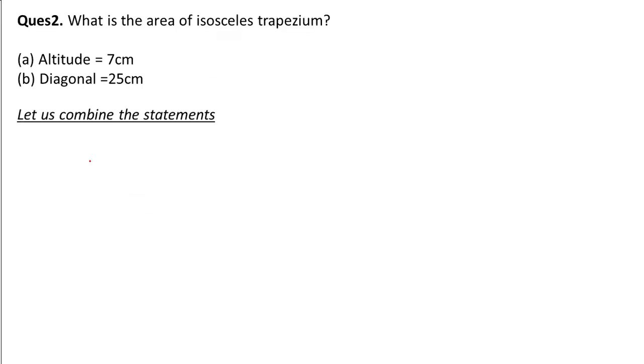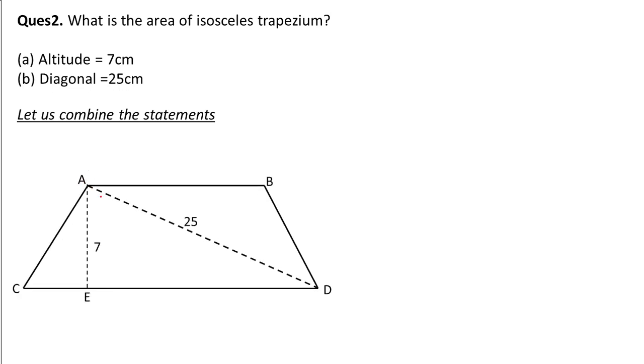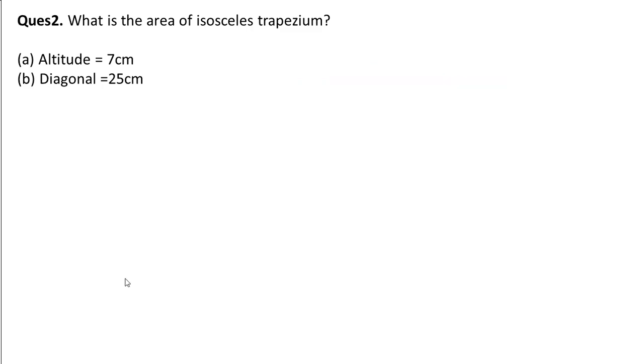Now, let us combine the statements. I have diagonal length is equal to 25 and altitude is equal to 7. Clearly, I can find out what is the value of DE. Here, DE by Pythagoras theorem is equal to root of AD square, that is 25 square, minus 7 square, that is AE square. So this gives me root of 625 minus 49, or root of 576, which equals 24. So I have the value of DE is equal to 24.